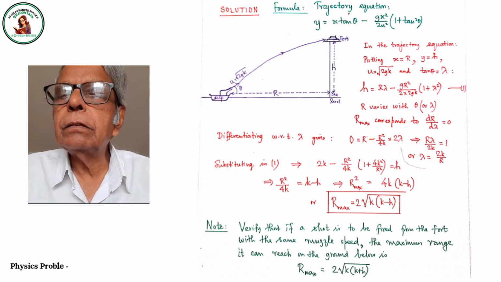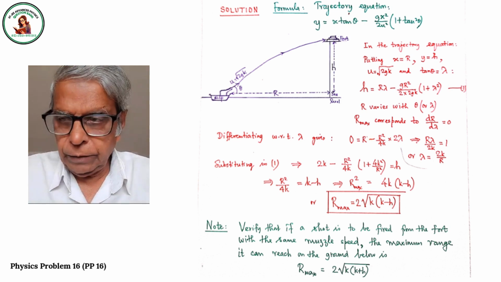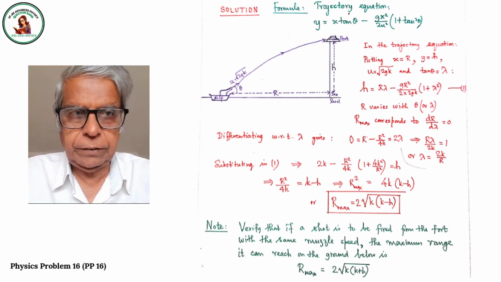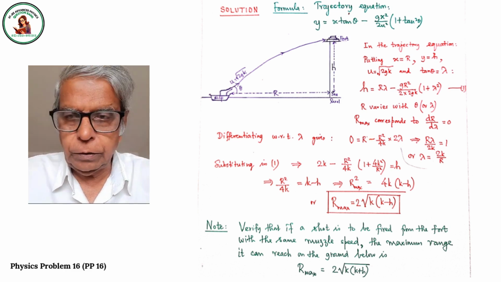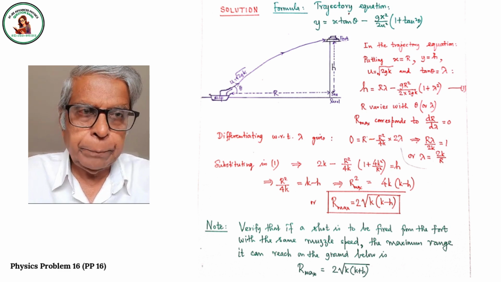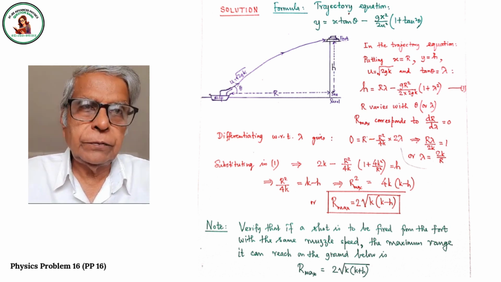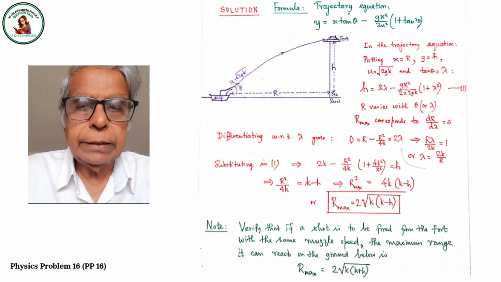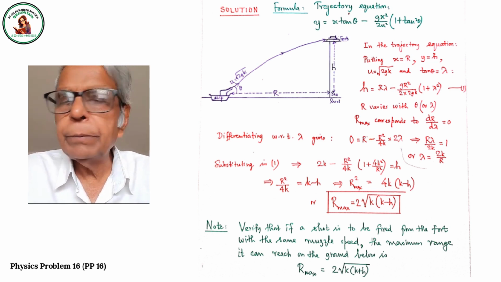Muzzle speed is the speed with which the bullet leaves the gun, which is fixed in this problem. That speed is fixed. Depending on the distance of the ship from the fort, the bullet should be fired at an appropriate angle theta to reach the fort. But beyond a certain distance, the bullet cannot reach the fort, whatever be the angle of projection.